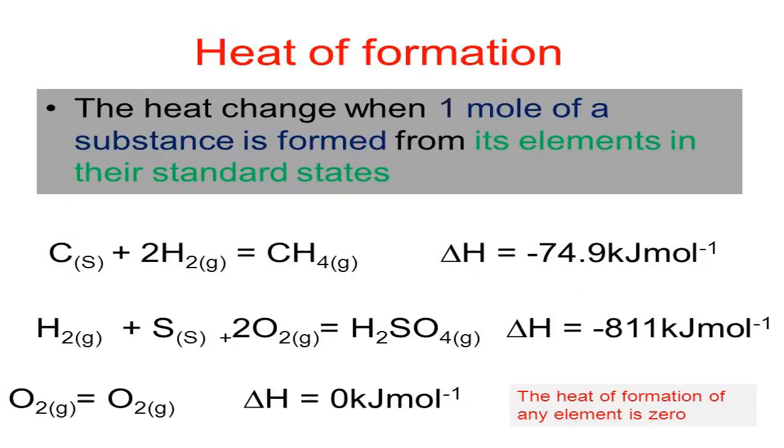One more example. Standard enthalpy of formation of 1 mole of methane from its constituent elements. Remember, 1 mole from its constituent elements. It is minus 74.9 kilojoules per mole. Just now I told you the standard enthalpy of formation of 1 mole of sulfuric acid from its constituent elements like hydrogen, sulfur, and oxygen. So what is the delta H here? It is minus 811 kilojoules per mole. But the elements are taken as 0. All these conventions we have already made.